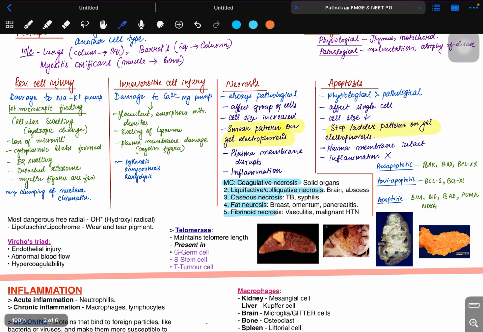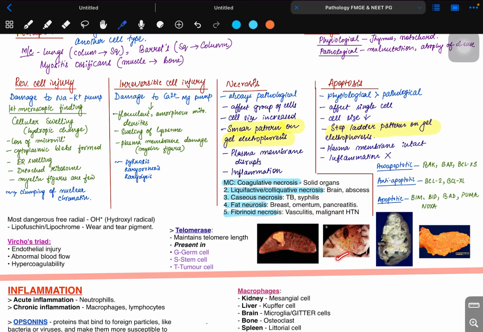So necrosis can be of these following types. Coagulative necrosis is found in the solid organs. Liquefactive necrosis is found in brain and abscess, solid organs like the kidney. Caseous necrosis is found in TB, syphilis; fat necrosis in the breast, omentum, pancreas; and fibrinoid necrosis in vasculitis and malignant hypertension. Here is the image of the coagulative necrosis, which is found in the kidney.